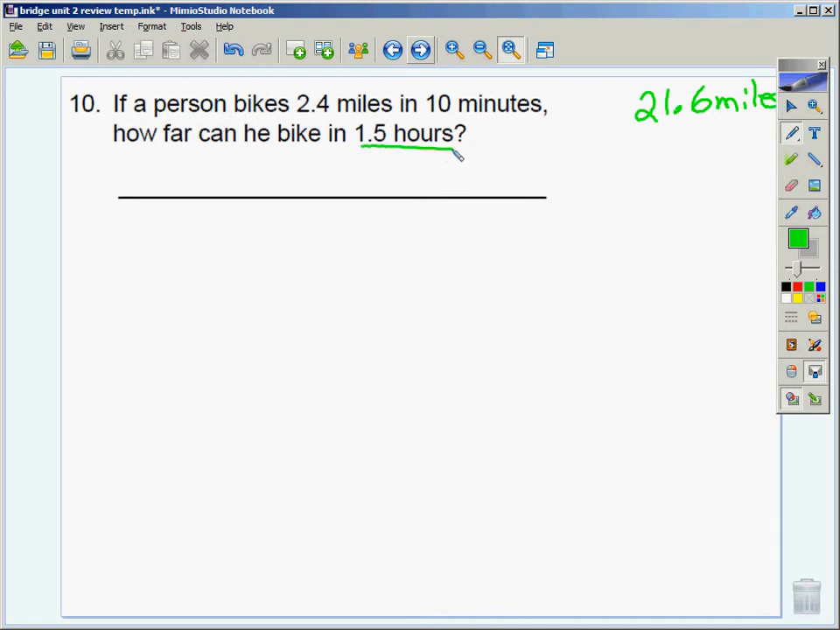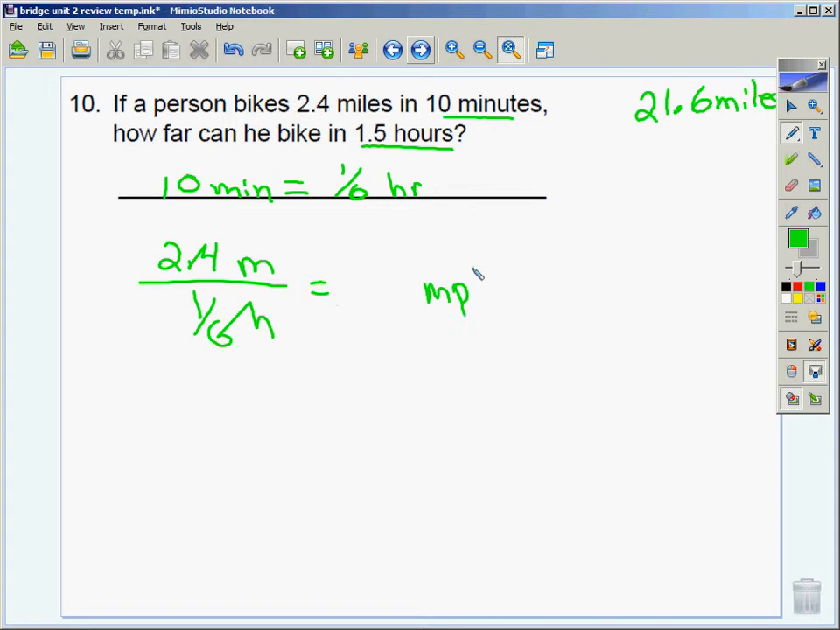This was given to me in hours, but this was given to me in what? Minutes. I changed 10 minutes to 1/6 of an hour. And I converted this to a unit rate. I took 2.4 miles and I divided by 1/6 of an hour. This way I'd get miles per hour when I was done. Okay? Keep, change, flip meant that I was going to take 2.4 times 6 over 1, which gave me 14.4 miles per hour. And how long did I ride?